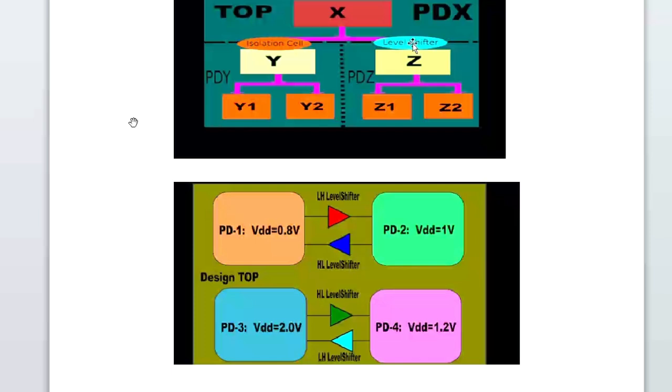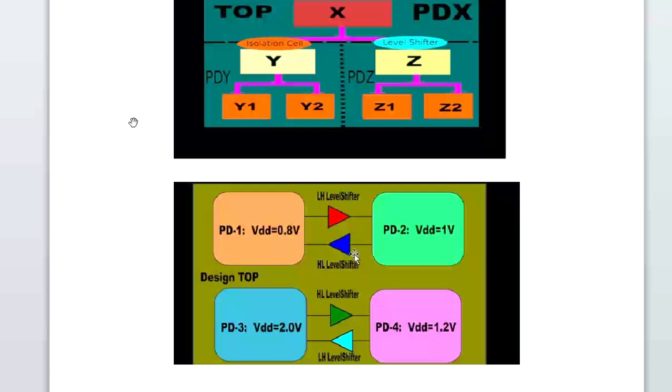And from the top, isolation cells can also be placed in the boundary regions in between the power domains and at the boundary. The level shifter works like this for the whole top module, and for sub-blocks between the standard cells we place it between PD1, PD2 and PD3, PD4. So low to high and high to low.